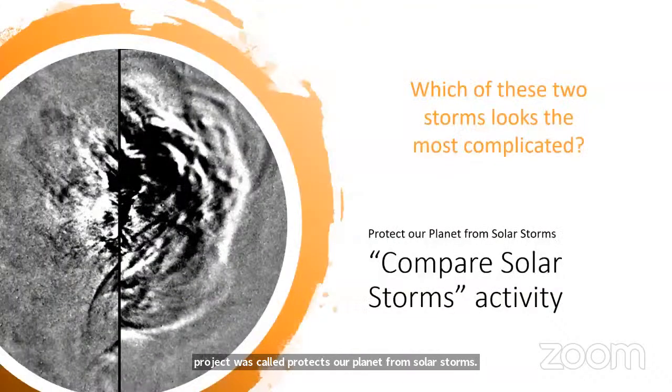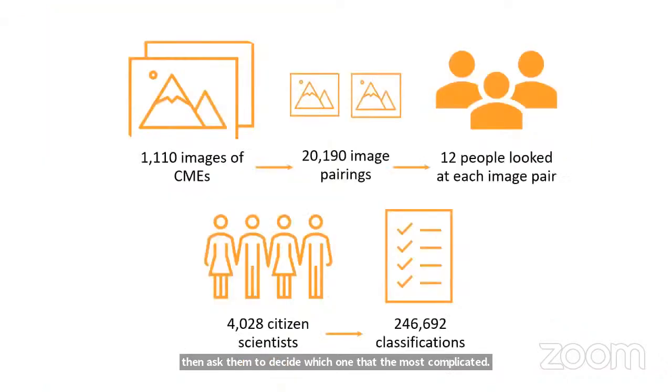We showed people two solar storm images side by side and then asked them to decide which one looked the most complicated. We showed participants images of 1,110 different CMEs and asked 12 people to look at each pair of images. In total, 4,028 citizen scientists took part, resulting in more than 200,000 classifications.